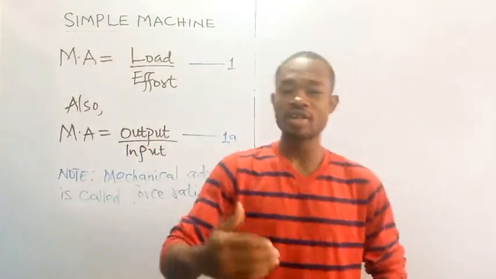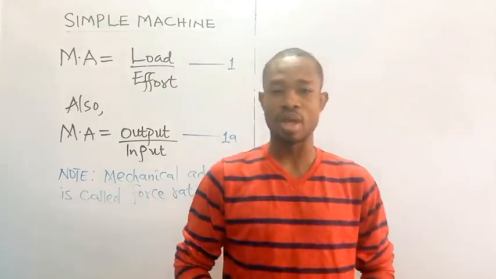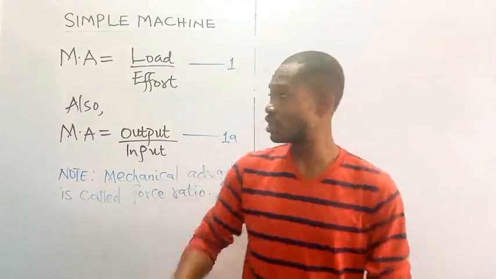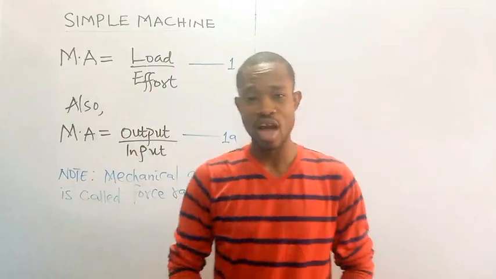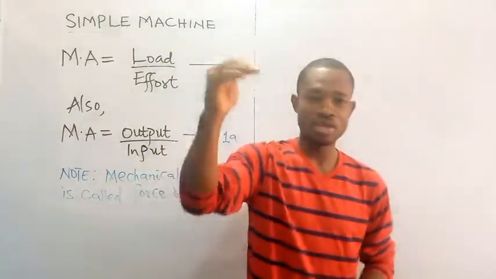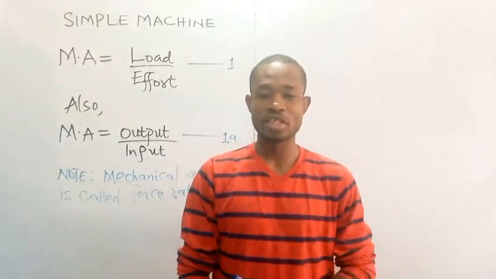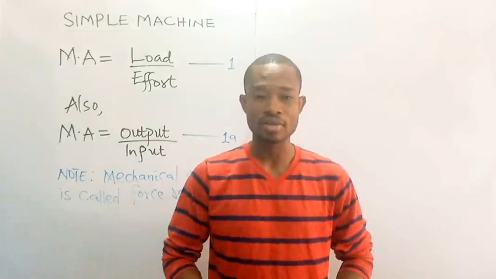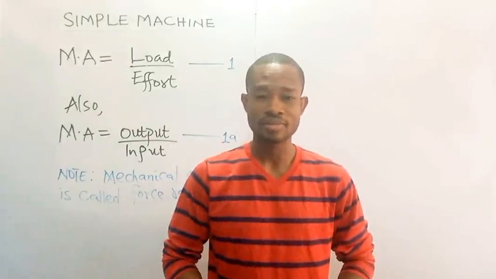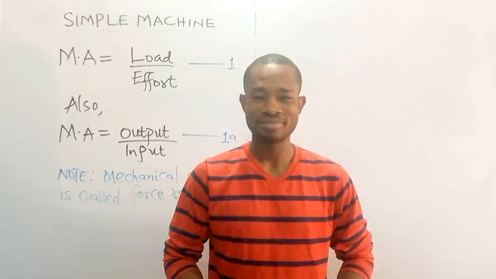And because mechanical advantage is force ratio, it simply means that it does not have unit. Take note of that. Mechanical advantage does not have unit because it's a Newton quantity divided by a Newton quantity. That mechanical advantage therefore becomes dimensionless. I hope I've communicated, right?